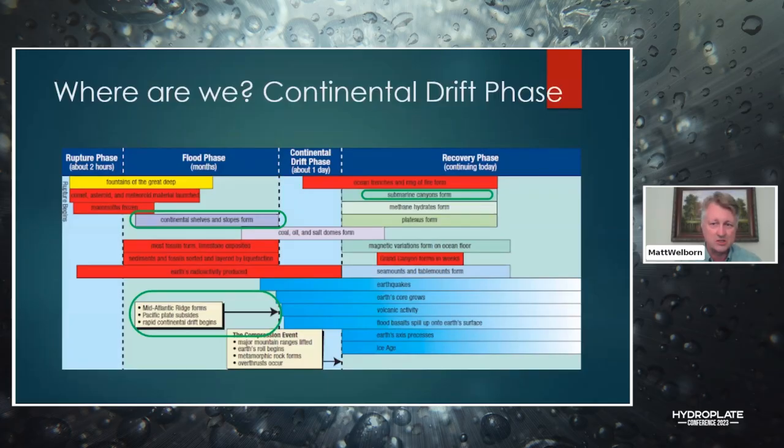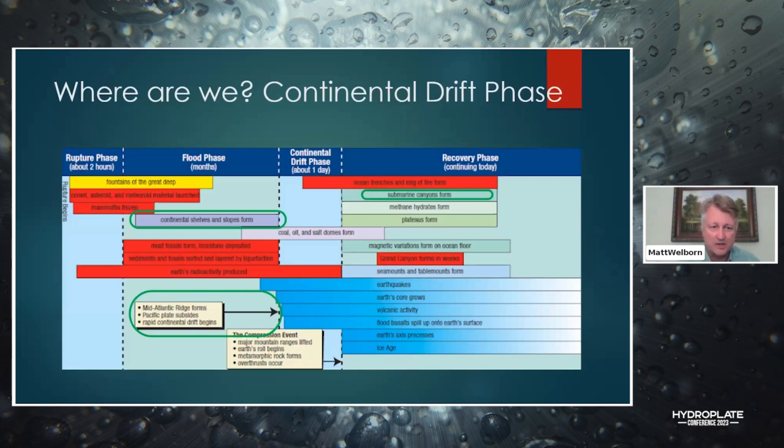So you can see that this goes across the bottom as time, and shows the different phases: the rupture phase, the flood phase, the continental drift phase. Some of these are quite short. The rupture was only 2 hours long. The flood phase was months long. We read about that in Genesis, obviously. And the continental drift phase was really short, about a day long. But that's where some of this stuff really starts to happen that formed our oceans.